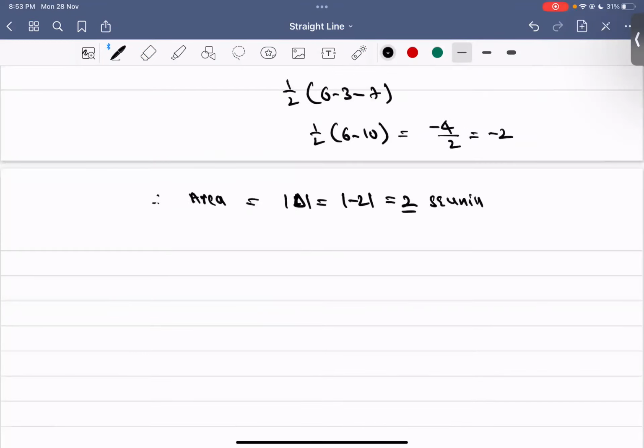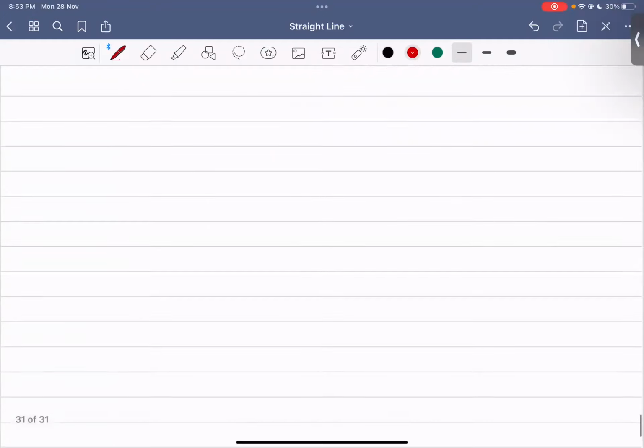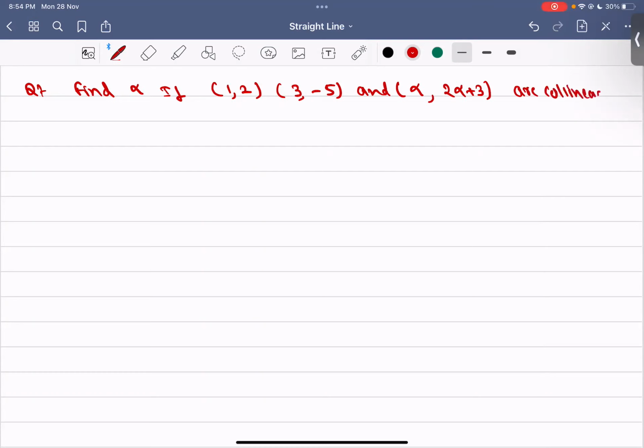Okay, is the example clear? So, next question is: find alpha if the points (1, 2), (3, -5), and (alpha, 2 alpha + 3) are collinear points. So this is the question.